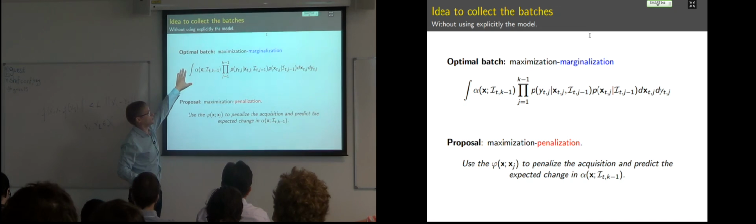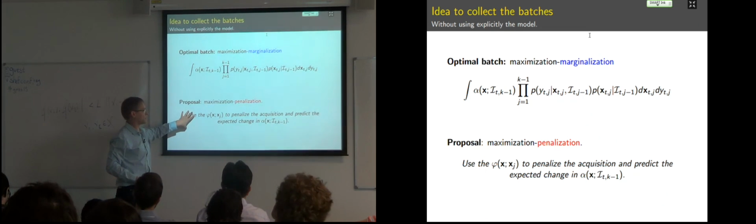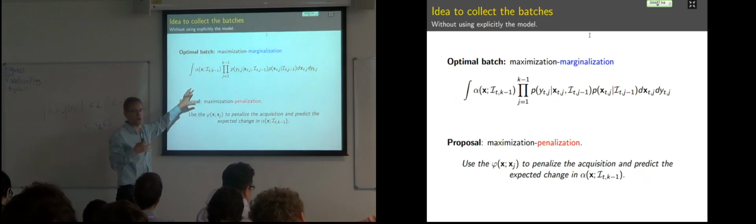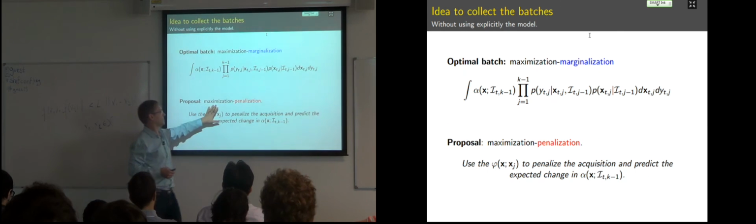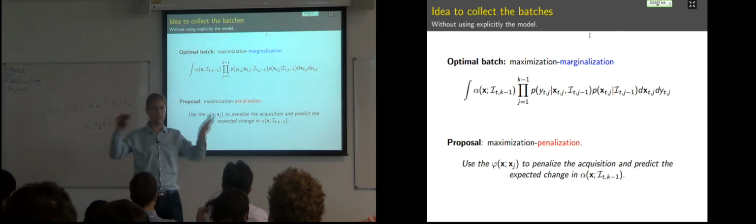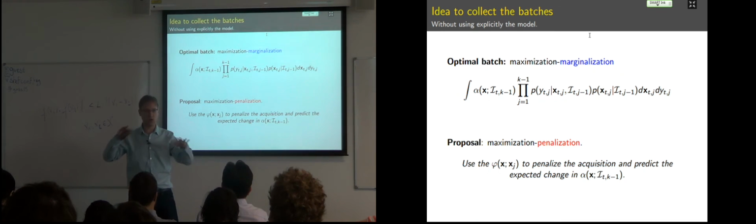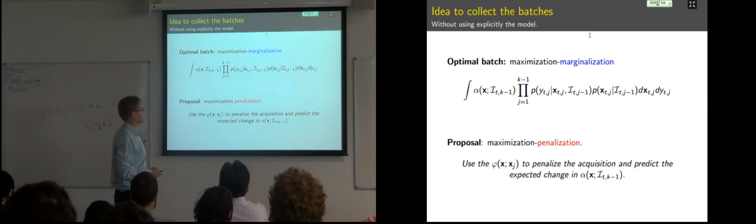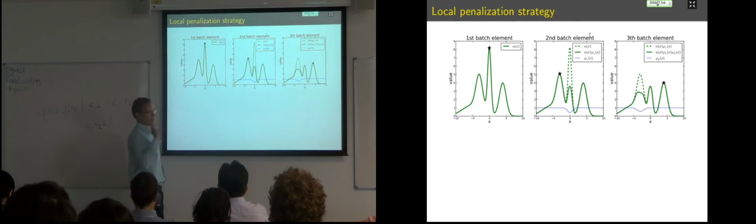So this is what we had before. It's very expensive to evaluate. We want to replace this with something that is cheap. So instead of doing this marginalization loop, we are going to replace it with something that maximizes and penalizes the acquisition function directly, by using these probabilistic exclusion zones that we define using the Lipschitz constant. So this is the idea we're doing.